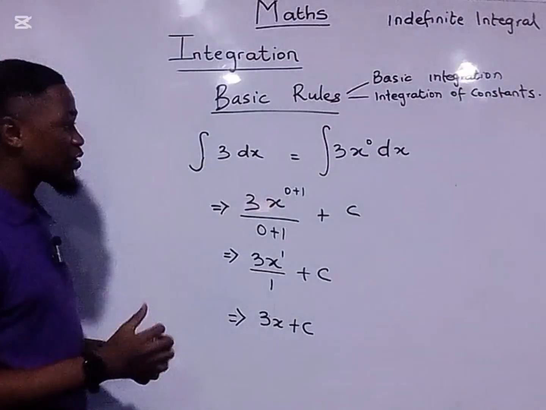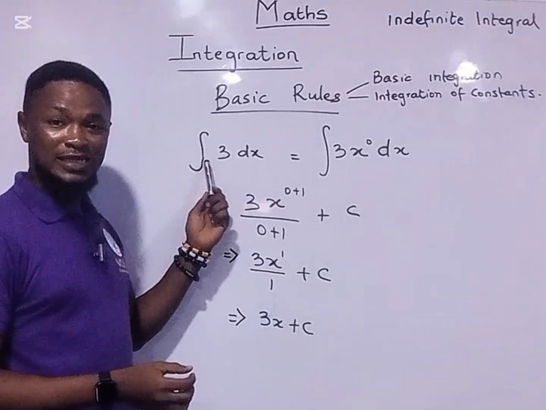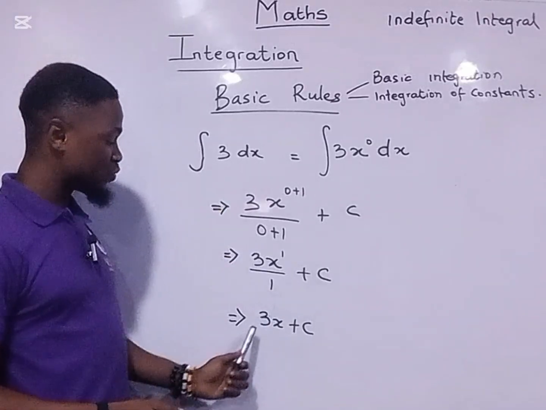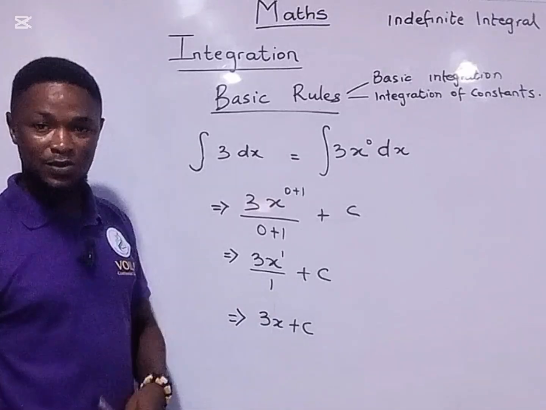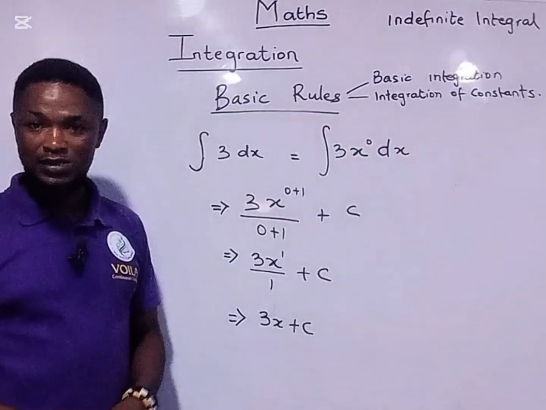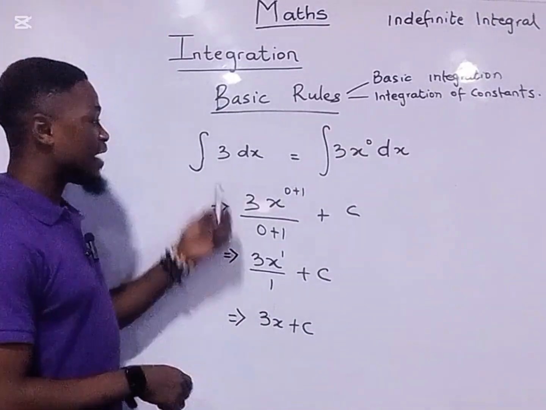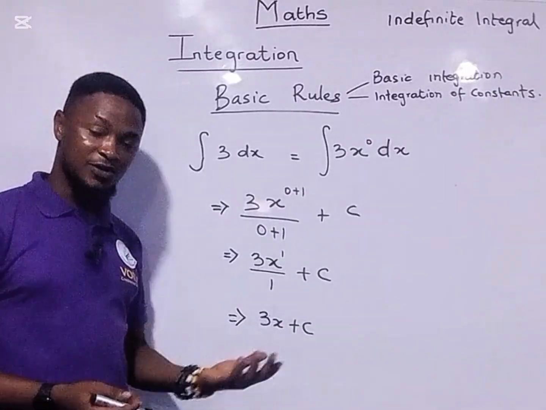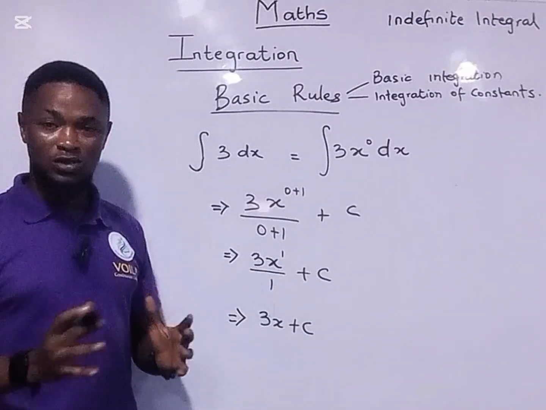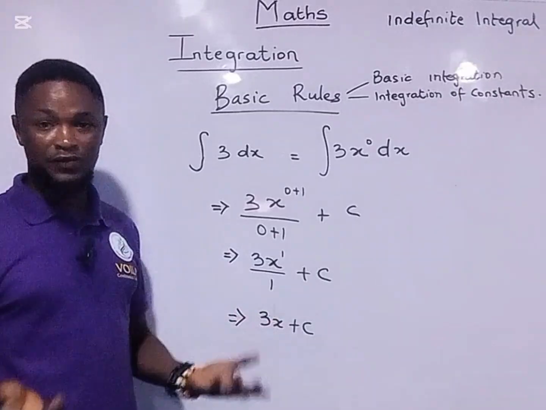So if they ask you to integrate a constant, just do 3x plus c. If it is 4, 4x plus c. If it is 5, 5x plus c, and so on and so forth. But if they ask you to differentiate a constant, it turns to 0. So that is why integration and differentiation are reverse of each other, they are opposite of each other.